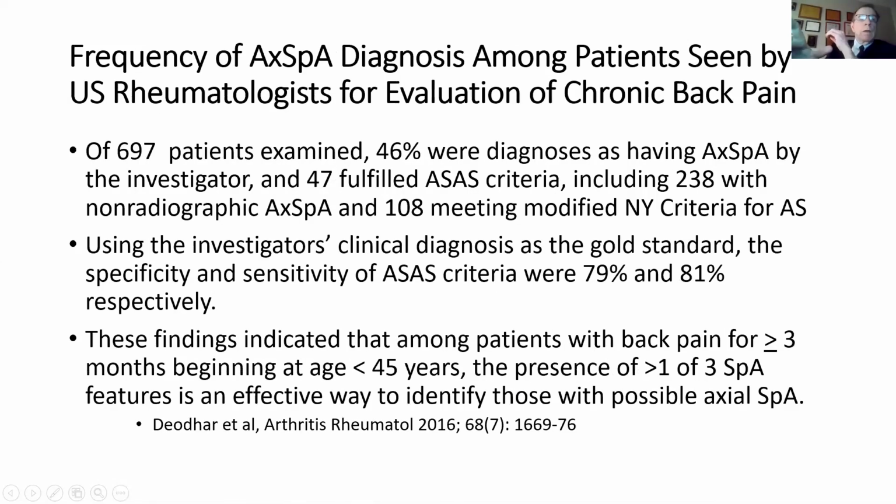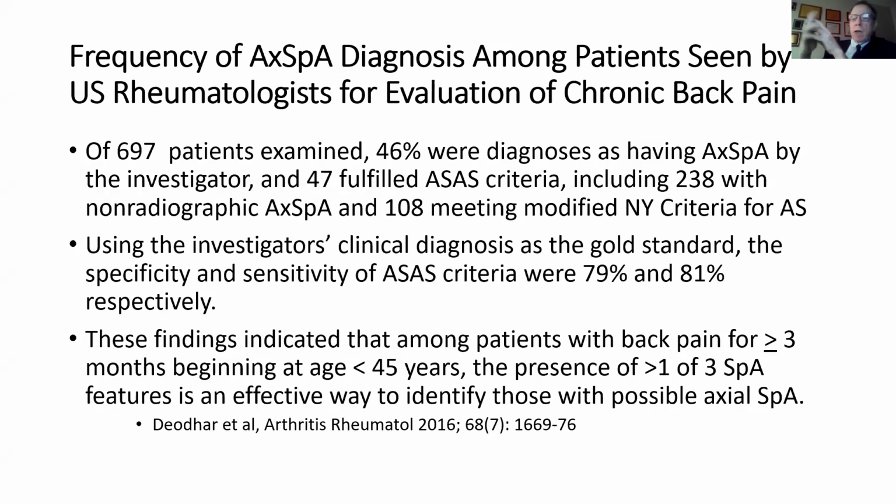Atul Deodhar, and we were actually collaborators in this study, looked at 697 patients being evaluated for chronic back pain and found even higher frequencies of axial spondyloarthritis. And his data suggested that among patients with back pain for more than 3 months, beginning at less than 45 years of age, the presence of greater than one of 3 SpA features is an effective way to identify those with possible axial SpA.